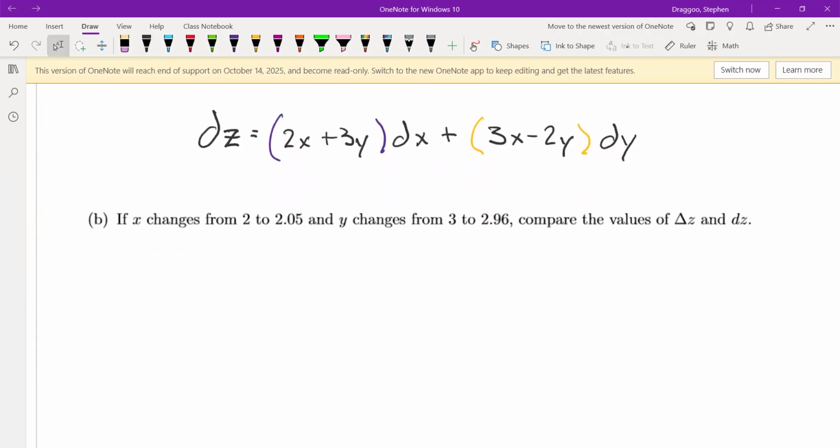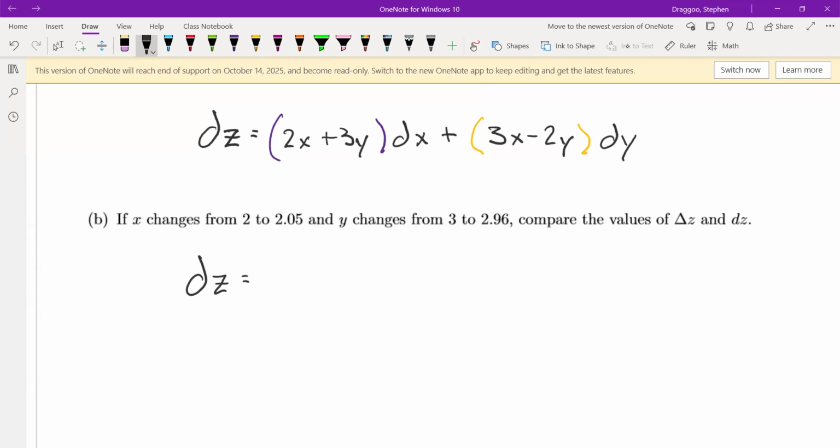If x changes from 2 to 2.05 and y changes from 3 to 2.96, compare the values of delta z and dz. So let's do that, starting with dz, because that's the easy one. I've already got it. dz is going to be fx and fy evaluated at the nice point. When we're doing approximations, we want to do most of our evaluations at the nice points, and then do a little bit of the less nice points, but in the smallest possible way that we can. So I'm going to evaluate fx and fy at 2, 3.